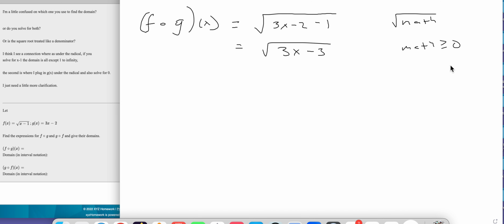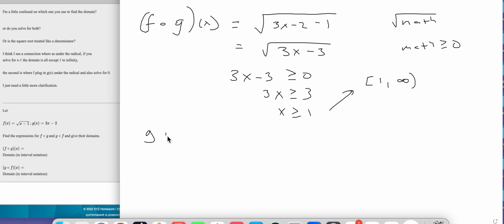So for this, I just take this 3x minus 3, and whatever I come up with, I set it greater than or equal to 0 and solve. So now bring this 3 over. That's 3x greater than or equal to 3. Dividing out 3, I get x is greater than or equal to 1. And so for that, in interval notation, we would have 1 to infinity.